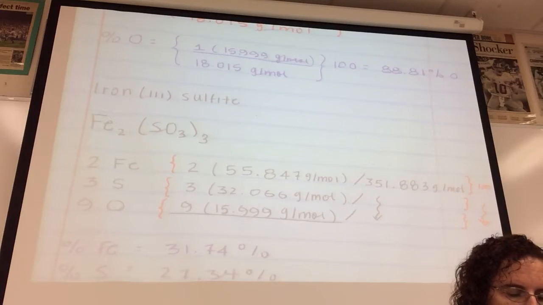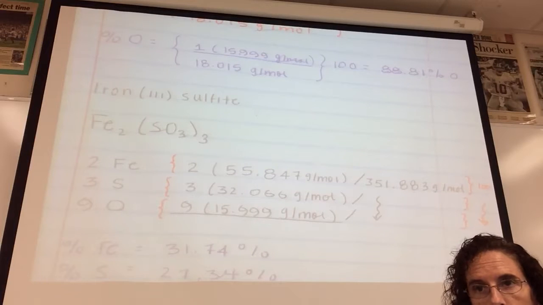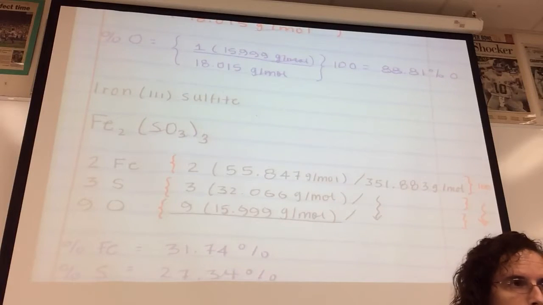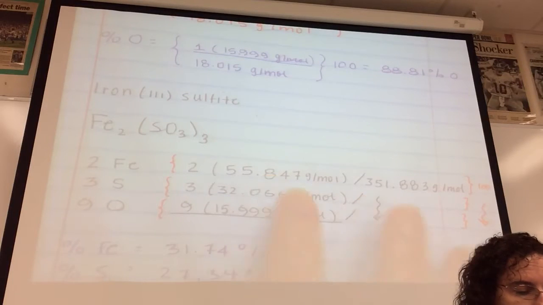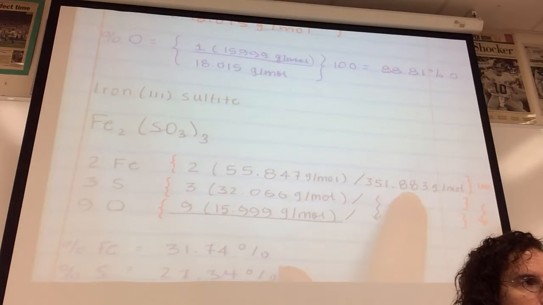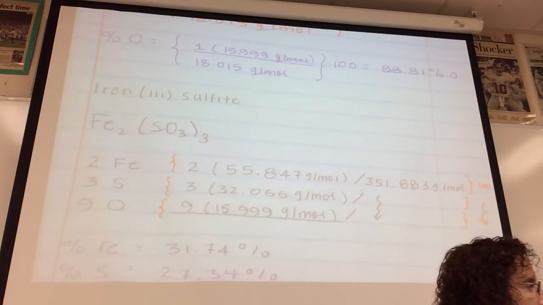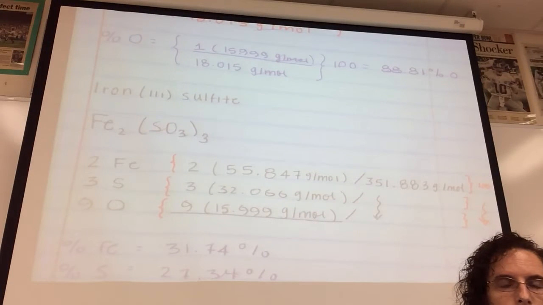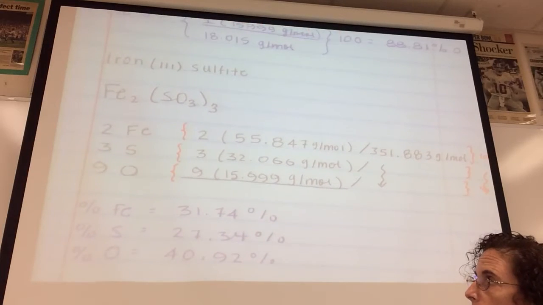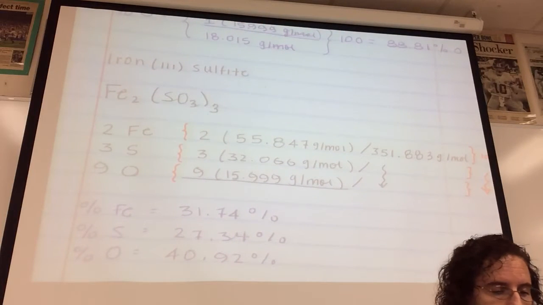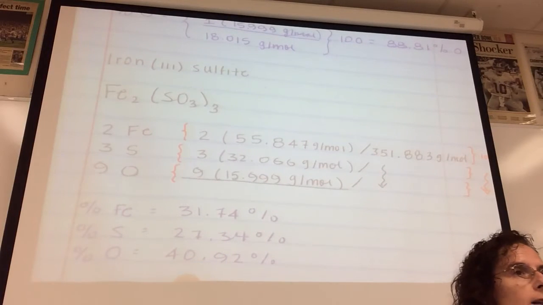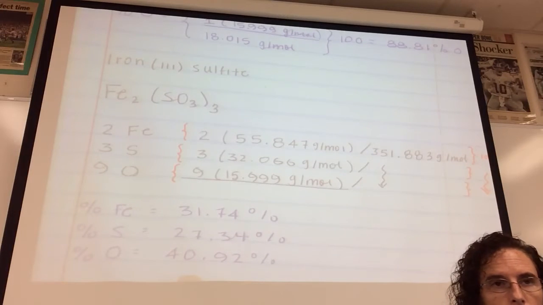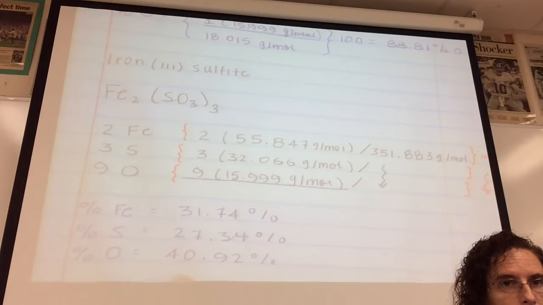Your percent should add up to 100% or very, very close to it, depending on the rounding. So with percent composition, it's how many of the element you have times the molar mass divided by the formula mass times 100. Oh, I'm sorry. Can you see now? Okay. Percent composition, percent by mass of each element in the compound. Yes? Piece of cake?